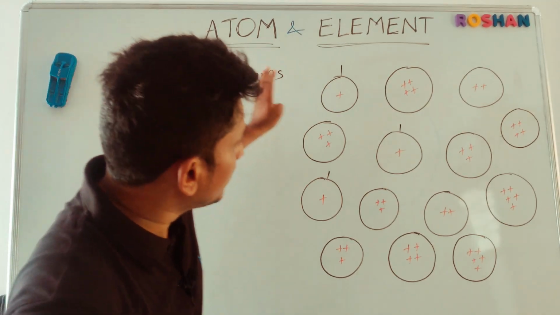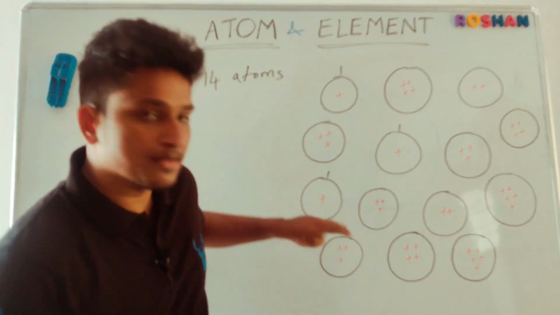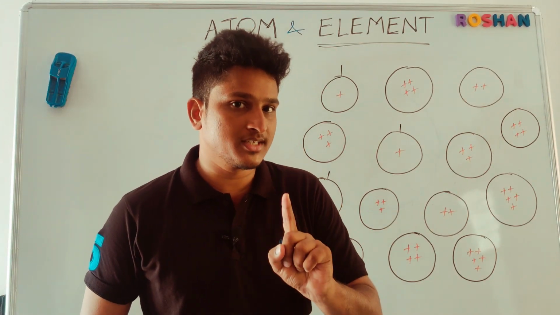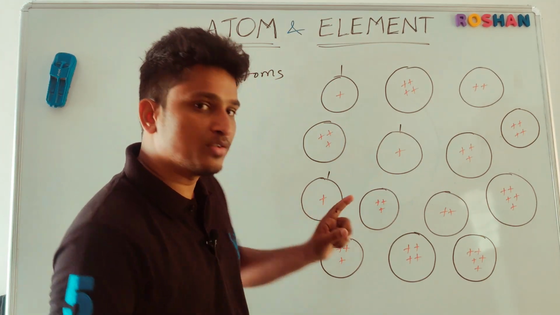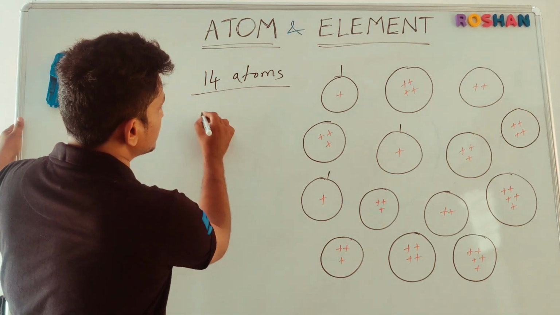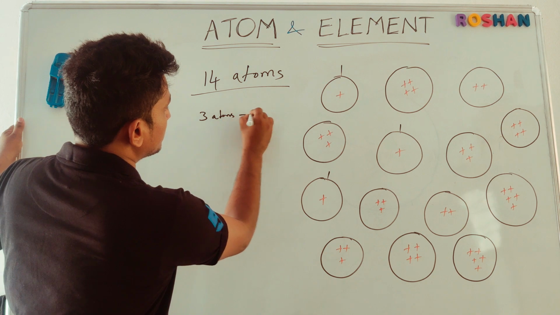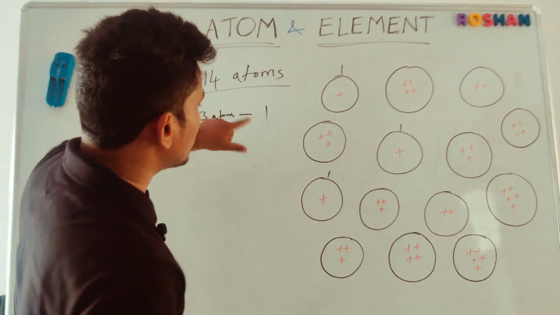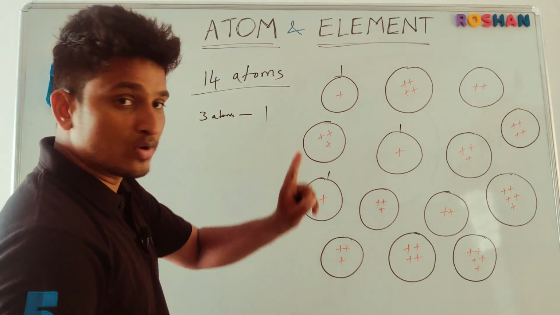Yes or no? In all these atoms, there are 3 atoms with 1 proton each. Now these 3 atoms belong to the same type or not? Correct. So in these 14 atoms, 3 atoms belong to one type. It has how many protons? These 3 atoms? 1 proton each.